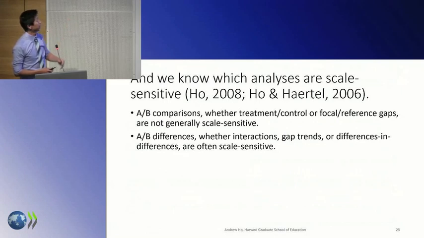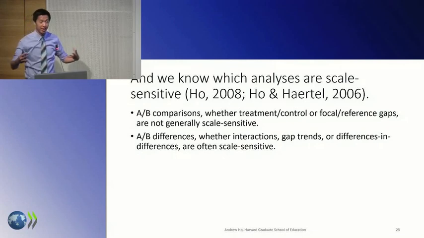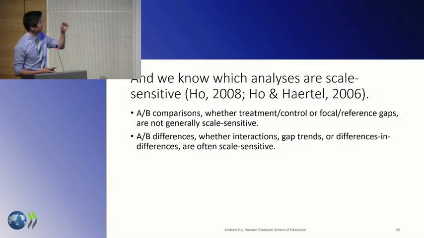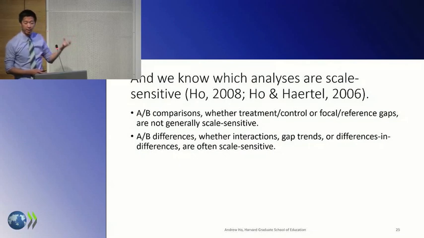So what are we going to do about this? I know we can anticipate which analyses are going to be more susceptible to transformation invariance than others. This is some work I published a long time ago in my dissertation. Any A-B comparisons, whether treatment or control or focal reference gaps, are generally not scale sensitive. It's not that often.